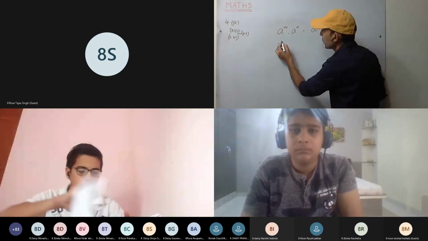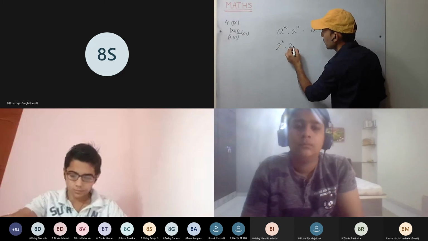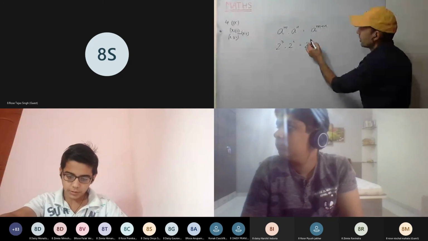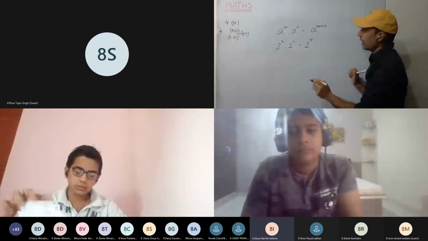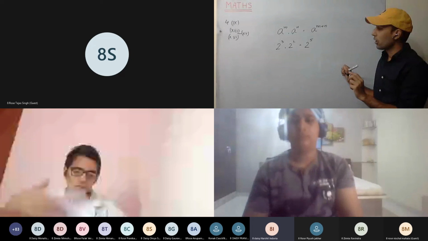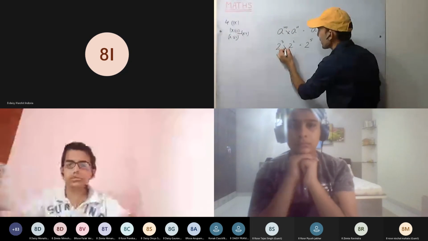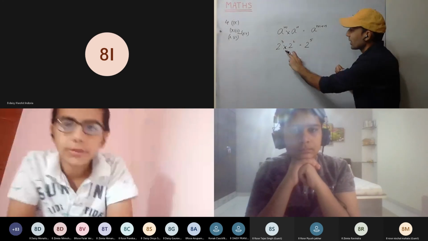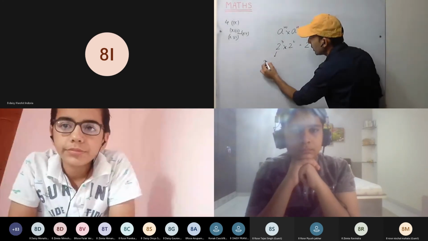You can see as well, 2 cube into 2 square will be 2 raised to power 5. Sir, why you put a dot? That dot is multiplication. Now see here, we can verify as well.